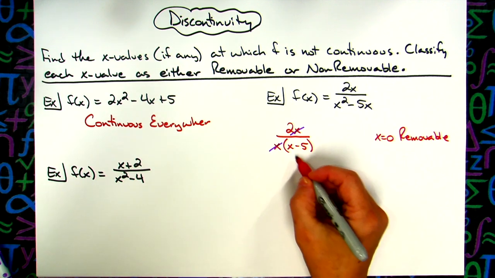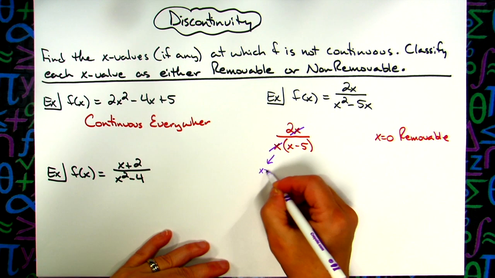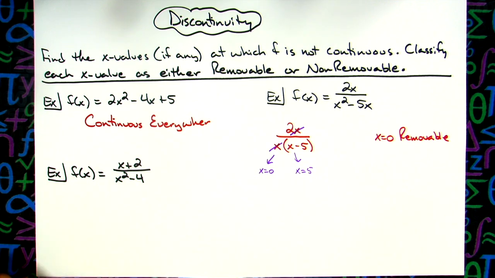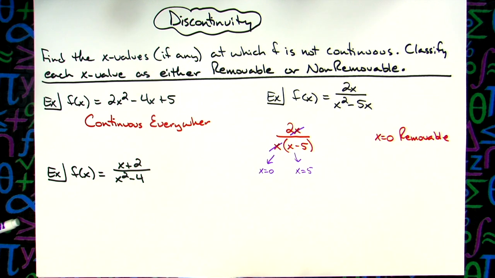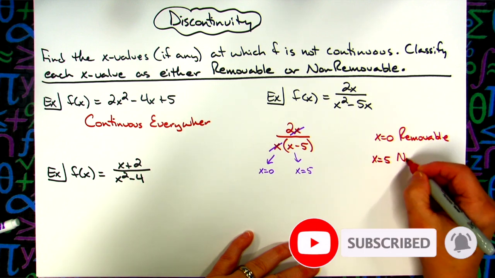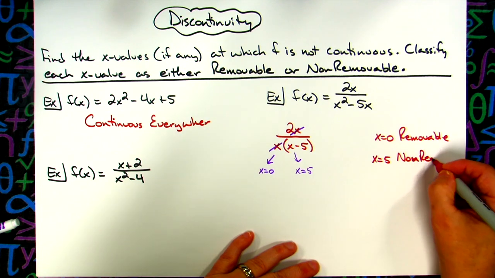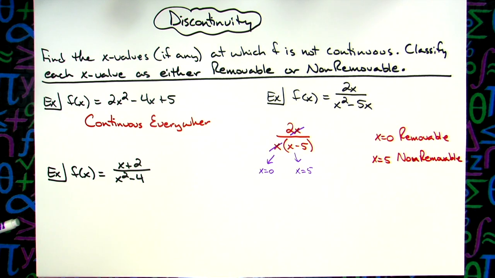Now the other one here, set that equal to 0. Let's actually do that so that we see what I'm doing. X equals 0, x equals 5. Those are my 2 discontinuities, and I have to decide what's going on with each. At x equals 5, it's just going to be non-removable. I'm not crossing anything out, I'm not removing anything. So at x equals 5, I have a non-removable discontinuity.